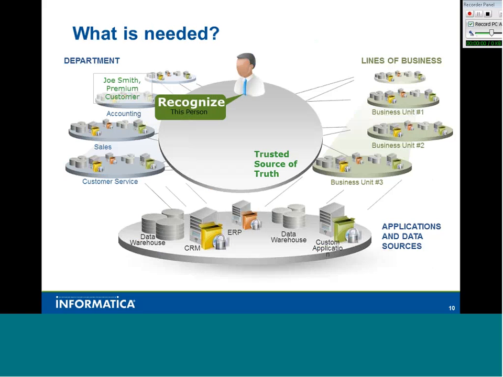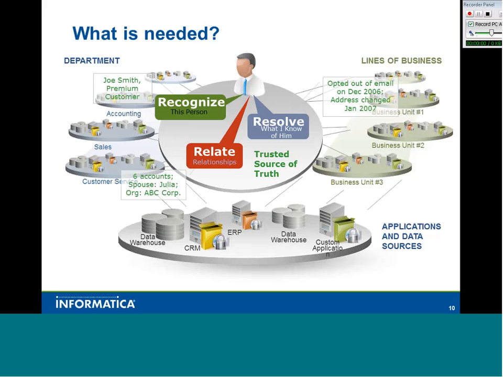But through working with MDM, whereas the person did not know who this record belonged to, now he's able to recognize this person. He knows this person is Joe Smith and he's a premium customer. He's also able to resolve information about that particular individual. Based on the data provided through MDM, he's able to see that Joe Smith is opted out of email and the address changed in January 2007. And we can certainly relate to this particular account now.